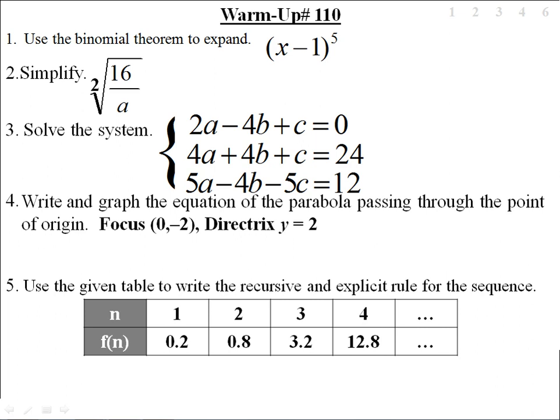Number 4, write and graph the equation of the parabola passing through the point of origin with a focus of (0, -2) and directrix y equals 2. And number 5, use the given table to write the recursive and explicit rule for the sequence. The n values are 1, 2, 3, and 4, and f of n are 0.2, 0.8, 3.2, and 12.8. Go ahead and copy that, and I'll give you some time. Go ahead and pause the video at this time.